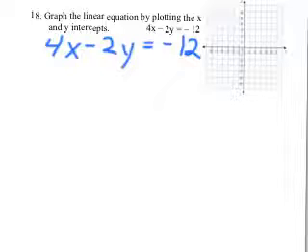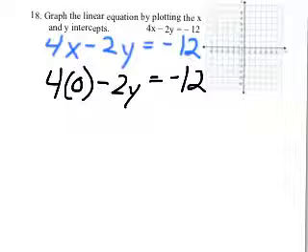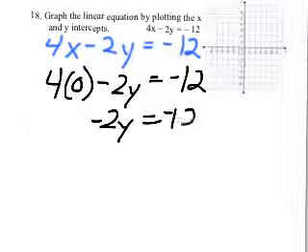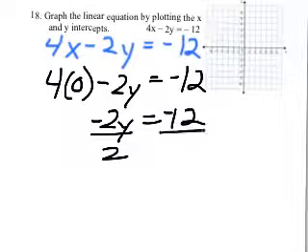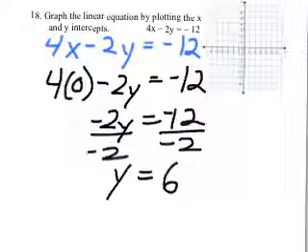All right, so we'll put in 0 for x. So we have 4 times 0 minus 2y equals negative 12. The 0 wipes out that 4, so we have negative 2y equals negative 12. Divide by 2. Well, no, divide by negative 2. Got to get rid of the negative. Got to have a positive y. So y equals, and negative 12 divided by negative 2 is positive 6. Okay, so the y-intercept is positive 6.